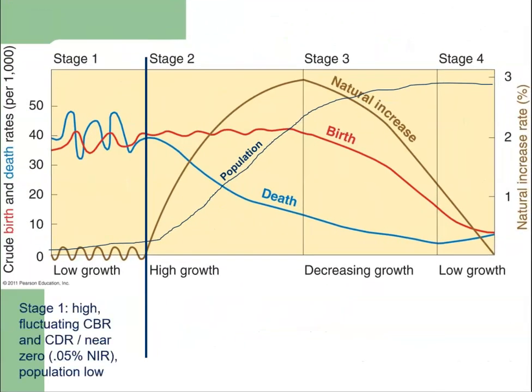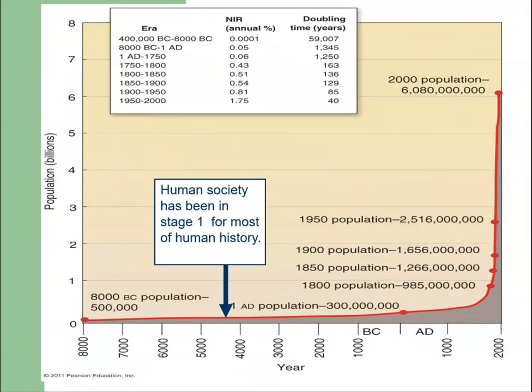This is stage 1 of the demographic transition. Here there are high, fluctuating crude birth rate and crude death rate, the natural increase rate is about 0.05%, and the population is very low. If you look at this J-shaped curve of the world population, one can notice that human society has been in stage 1 of the demographic transition for most of human history.